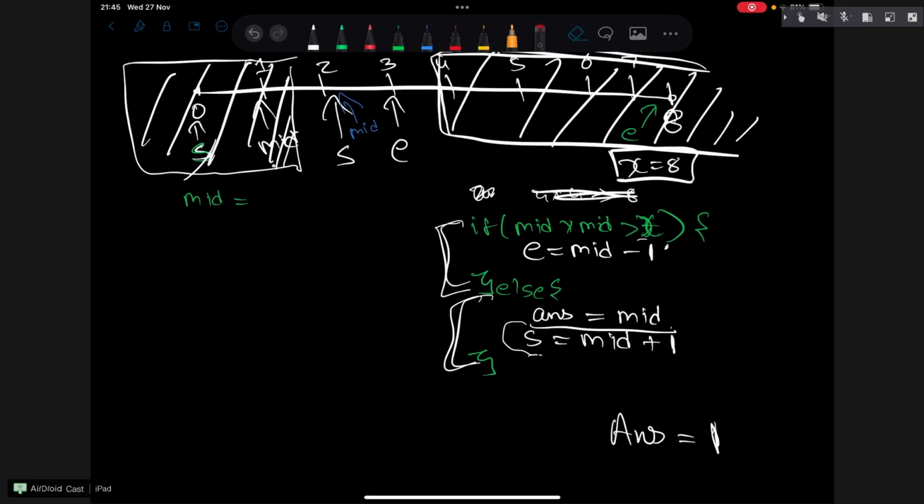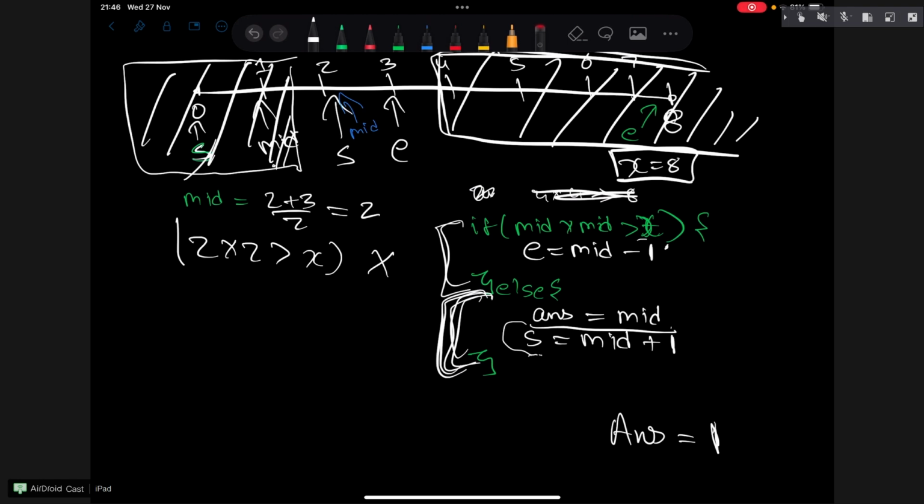Again, I'm going to do the same condition check. If 2 times 2 is greater than x, the answer is no, it is not. Okay, so in that case, the else part will be executed again. So whatever was the mid, it can be a potential answer. So I'll update the answer as 2. And I'll set the starting index as mid plus 1. So the starting index will go to the next of mid. Mid was pointing at 2, so s will point to here.